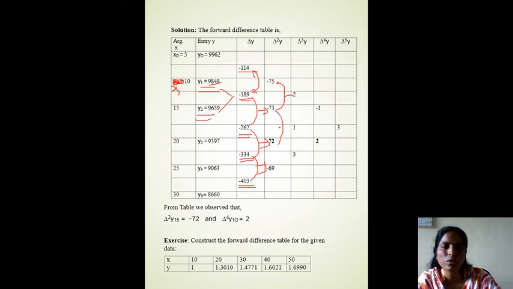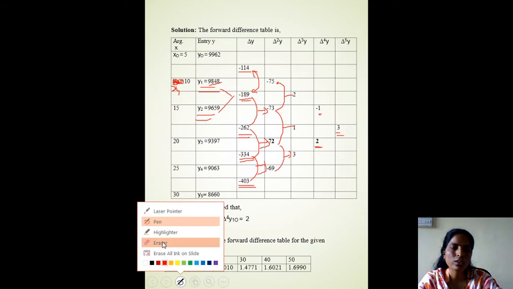Then the difference of 73 and 72 is 1. Then minus 69 minus plus 72 is 3. Then again the difference of these, 1 minus 2 is minus 1, and the difference of 3 and 1 is 3 minus 1, which is 2. So that gives you delta raised to 4 y, and the last is delta raised to 5. So 2 minus of minus 1 gives you plus 3. So this is the first forward difference.